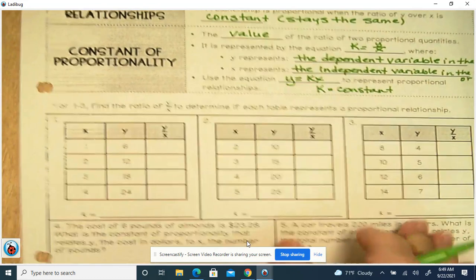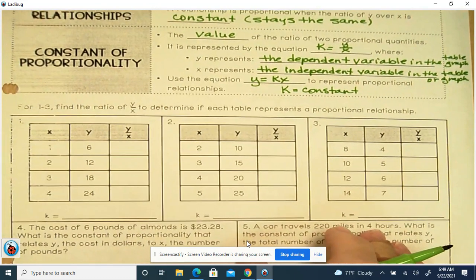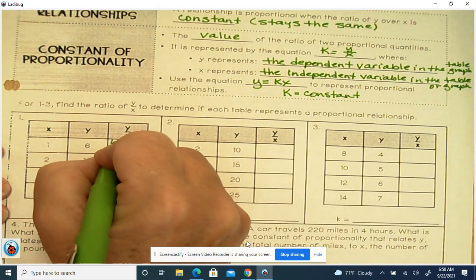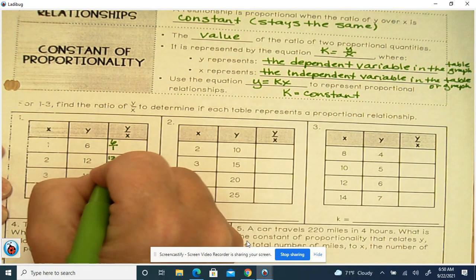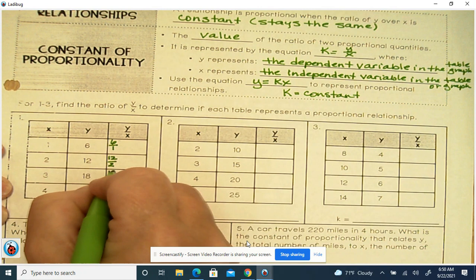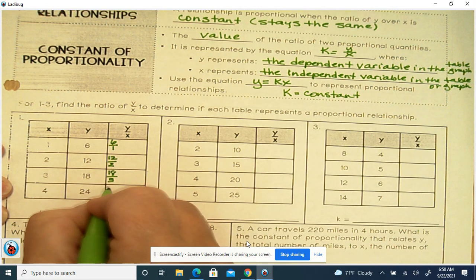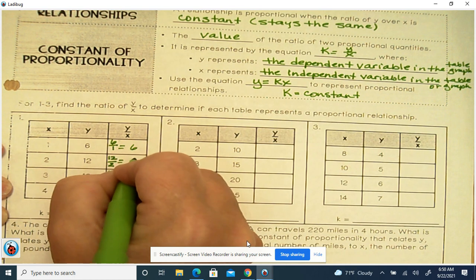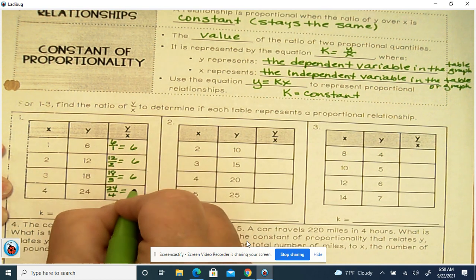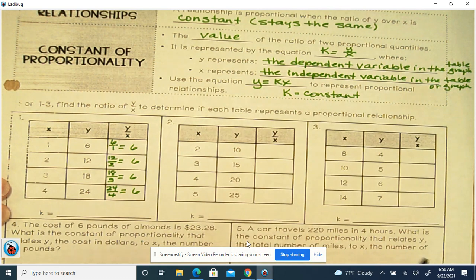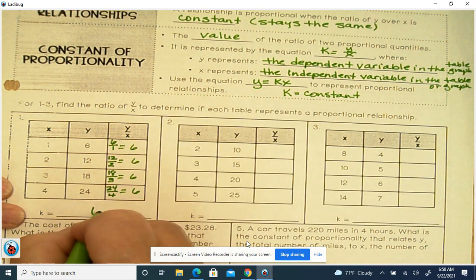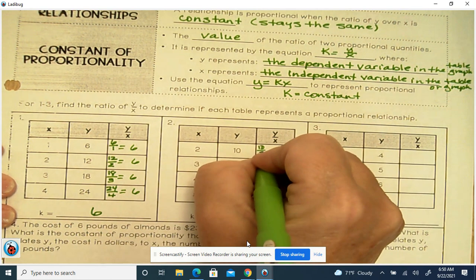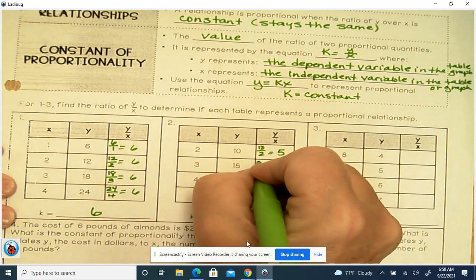So let's look at this first table here. And we've got 6 and 1. So if we do y divided by x, we've got 6 divided by 1, 12 divided by 2, 18 divided by 3, and 24 divided by 4. And all of those, if you know your times tables, equal 6. So the constant for this is 6, and that's what doesn't change. So k equals 6.